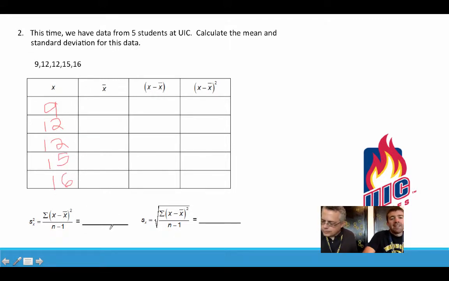All right, so we got 9, 12, 12, 15, and 16. Divided by 5, the mean is 12.8 this time.